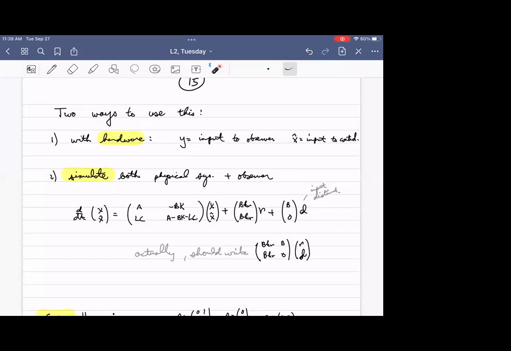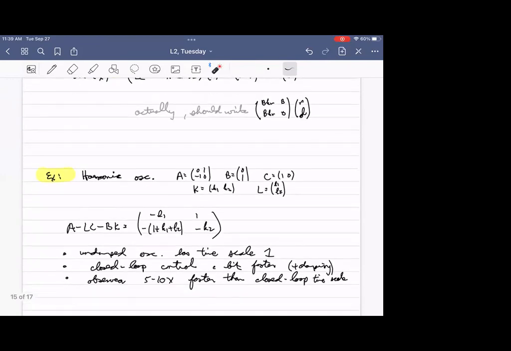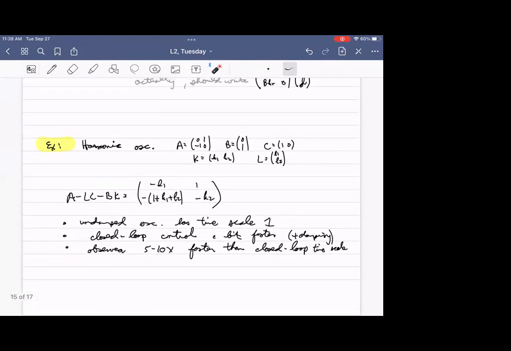You can do everything on a computer too, if you're just simulating a system. And so that's what I've sketched here. Again, the upshot is that if you want to keep your observer dynamics faster, you want to observe the system faster than the natural system dynamics, and then you can control it in a reasonable way.